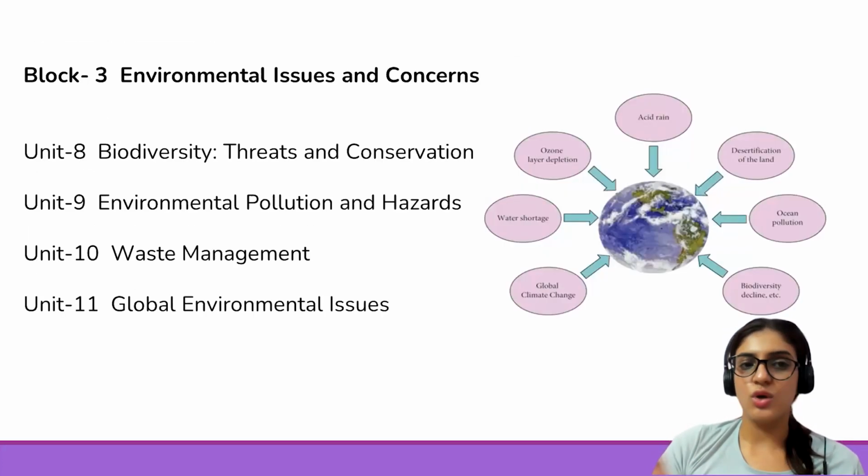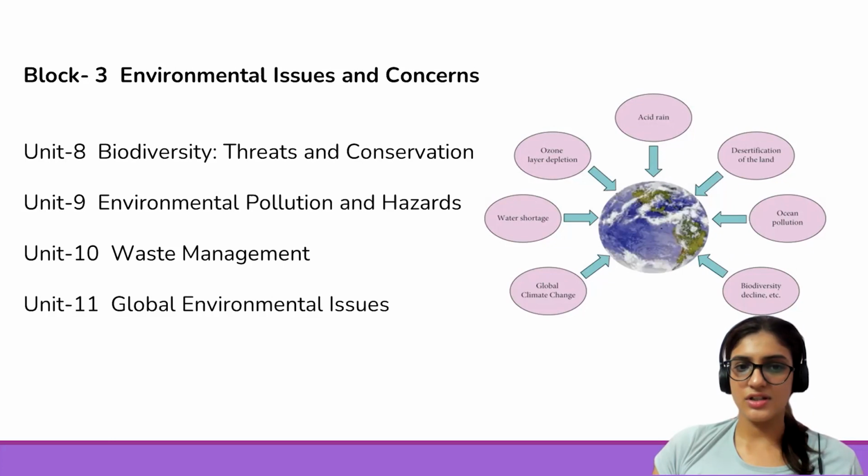In block 3, that is environmental issues and concerns, there are 4 units. Unit 8 is biodiversity, threats and conservation. Unit 9 is environmental pollution. Unit 10 is waste management, and Unit 11 is global environmental issues. In this block, we are going to study all the different environmental issues and problems. Like in Unit 8, we are going to study the threats to biodiversity and how we can conserve it.